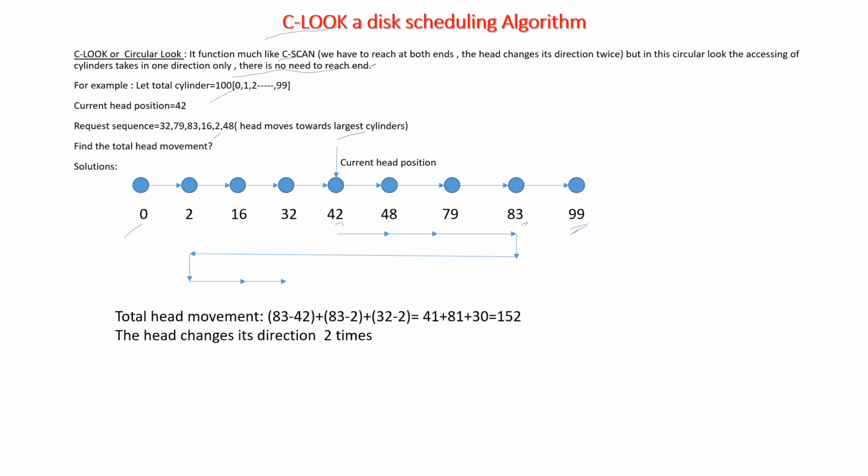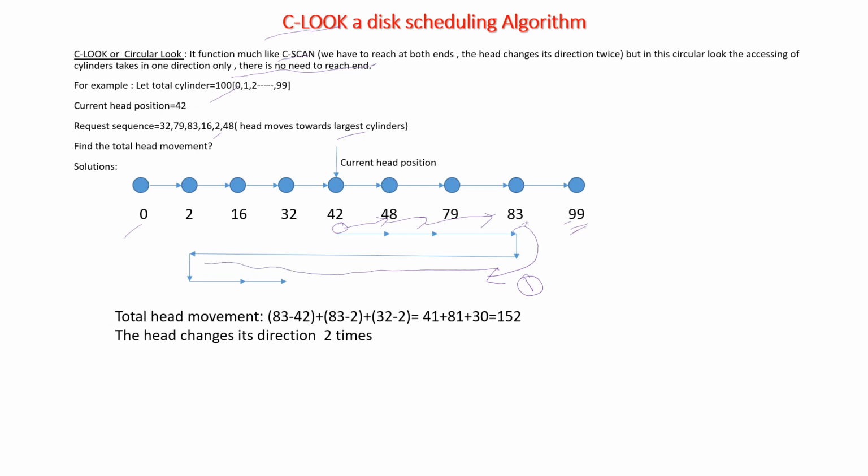Meaning from 42, the head will start moving to larger cylinders, 48, 79, then 83. Then once it reaches 83, it will not go to 99. It will change its direction one time. One time it has changed its direction. Then again, it will reach the end of the list.